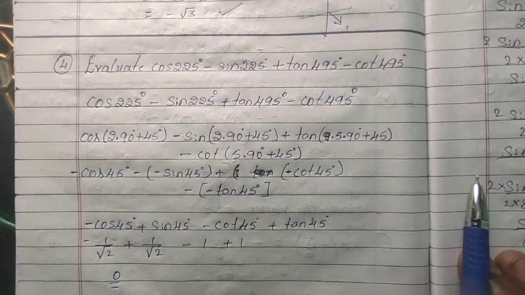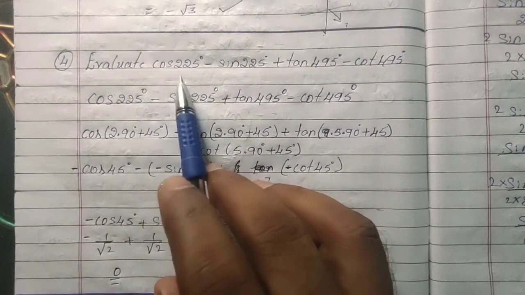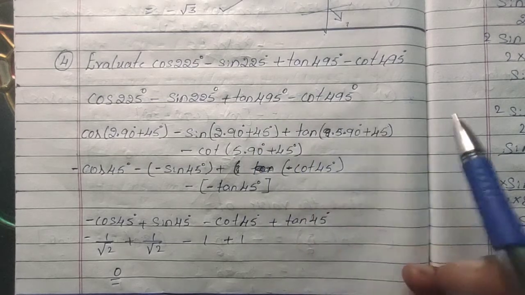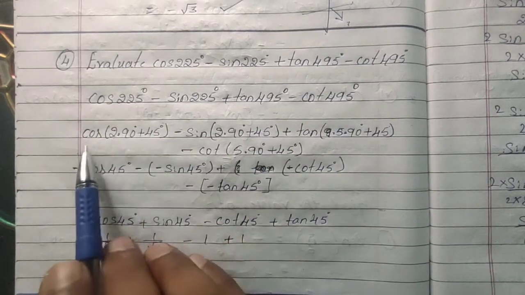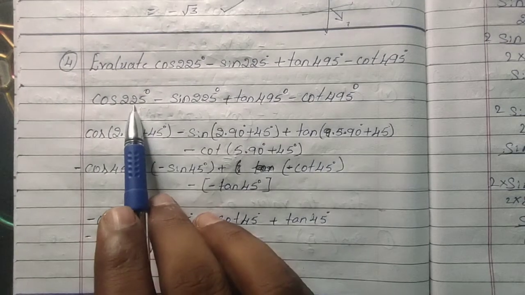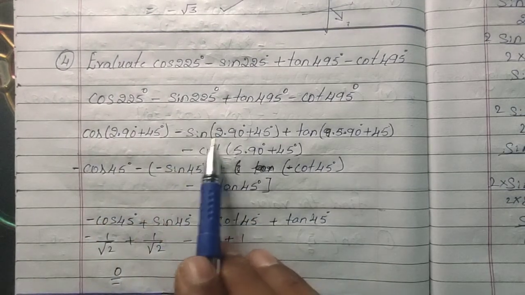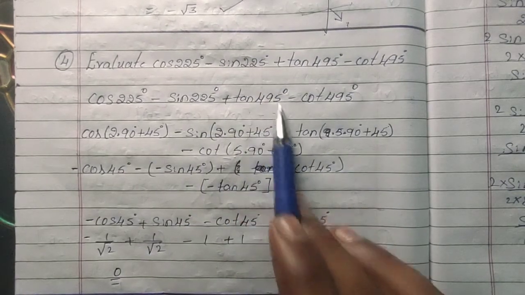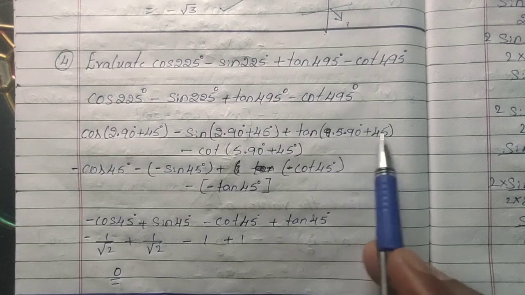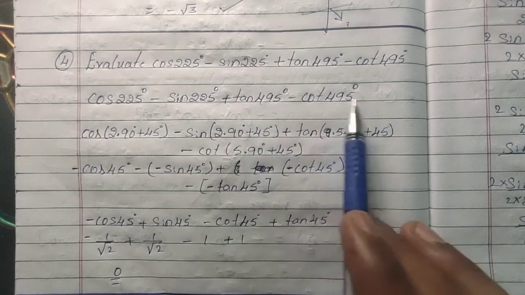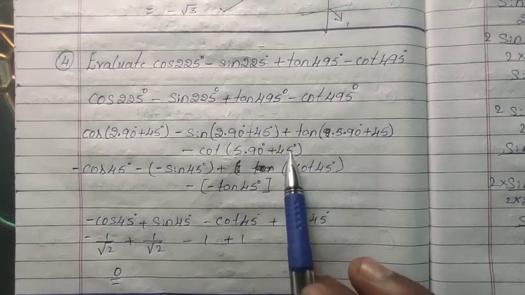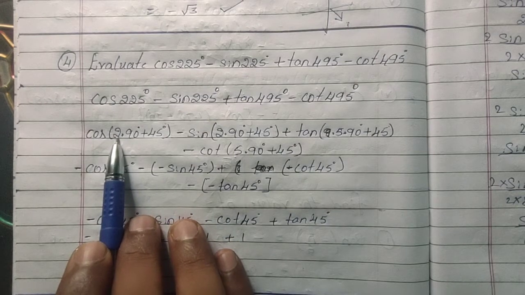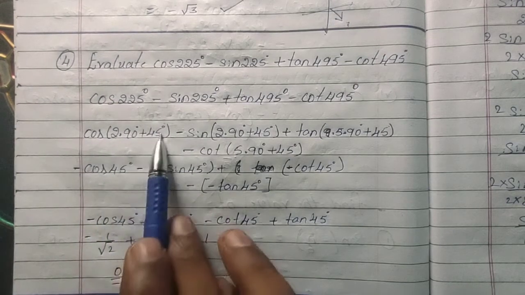Next, question number 4. Evaluate cos 225 minus sin 225 plus tan 495 minus cot 495. See, cos 225, I can write as cos of 2 times 90 plus 45. Minus sin 225, I can write as 2 into 90 plus 45. Plus tan 495, that I can write as 5 times 90 plus 45. Minus cot 495, cot of 5 times 90 plus 45 I can write. So n is even, so cos only we should take, 45 degree.